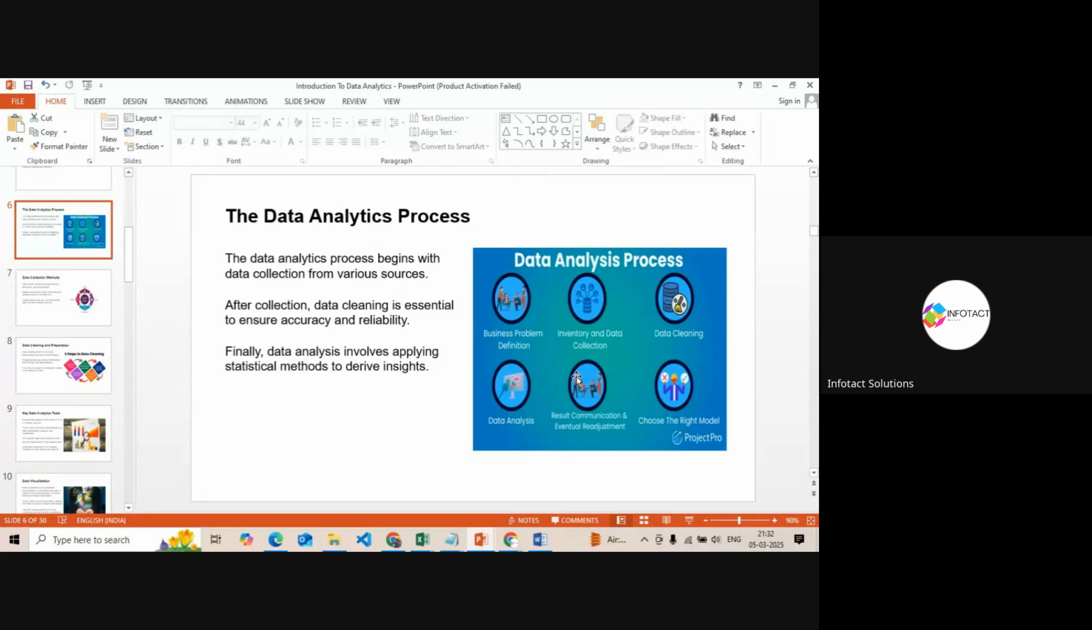Then, after visualization, comes decision making and deployment. It means implementing the insights into business strategies, automating the decision processes, and deploying the models into production. Then continuously monitor the data performance and update models when necessary.